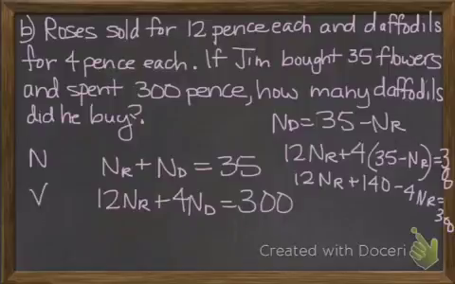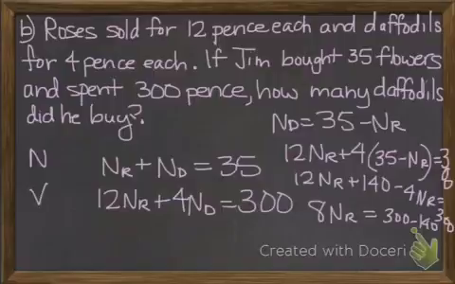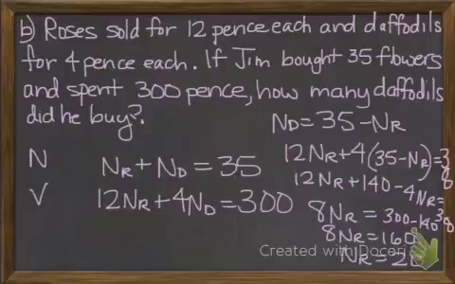So 12 n sub r minus 4 n sub r is 8 n sub r. And when I subtract 140 from both sides, I end up with 160. Divide both sides by 8, and I get n sub r equals 20. So the number of roses is 20. There are 35 total flowers, so the number of daffodils is 15.